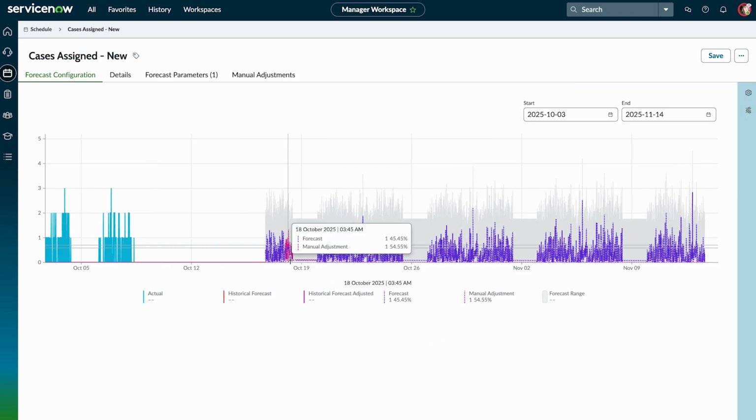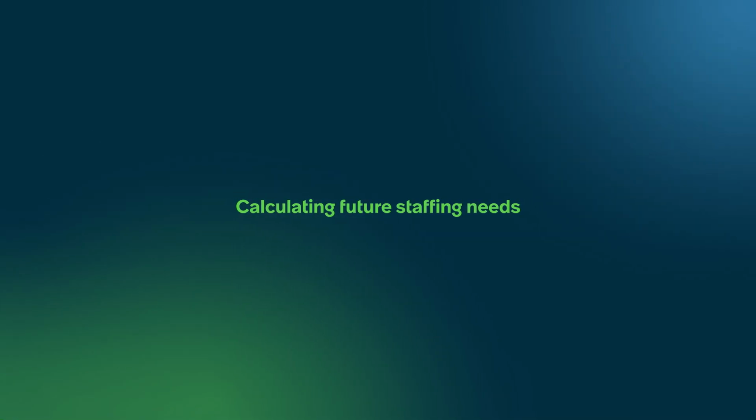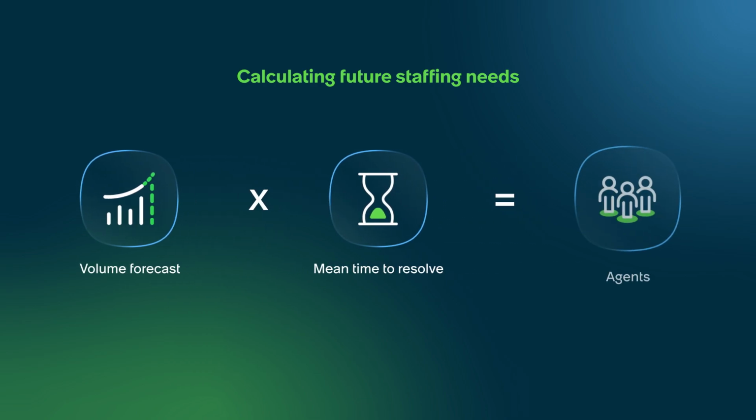The adjustments are overlaid on top of forecasts in the visualization. In our example, they appear as a dotted pink line. The forecast graph also shows historical volume and historical forecasts along with the forecasts and adjustments. Demand forecast calculates your future staffing needs by multiplying the volume forecast with the mean time to resolve to generate an agent count.